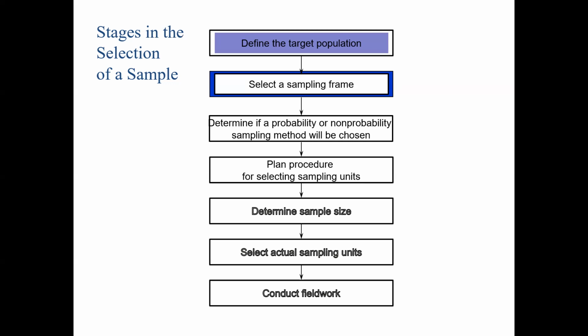Now you have decided the sample size. When I get to the sample size chapter, I will tell you about the different formulas for calculating sample size and how much error we need to accept. Now we have decided the sample size, and now select the actual sampling units. You have prepared your sampling frame and decided your sample size. Now start selecting and collecting your actual sampling units from that sampling frame. Once you have prepared an optimum sample size, start conducting your field work.